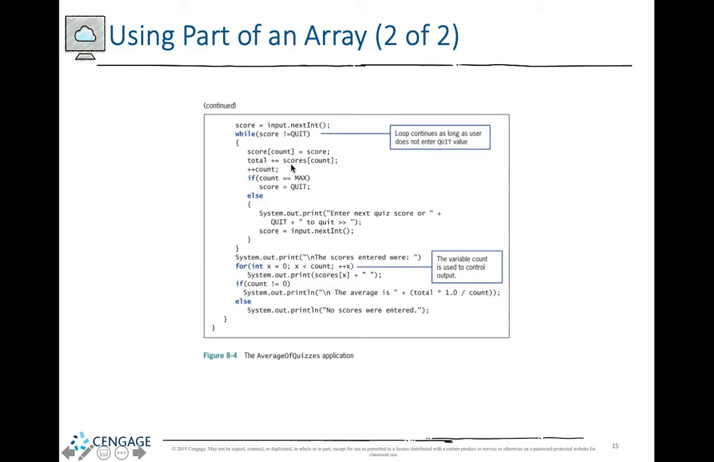Then we're saying get the score and add it using the plus equal to the total. So that's basically the same as saying total equals total plus score. That's what that means, right? We increment the count, so now the count goes from 0 to 1. If the count equals max, and max was what? 10. Yeah. And then else, system out print line, enter the next quiz, and so on and so forth, right?